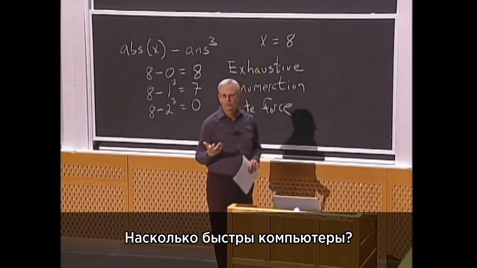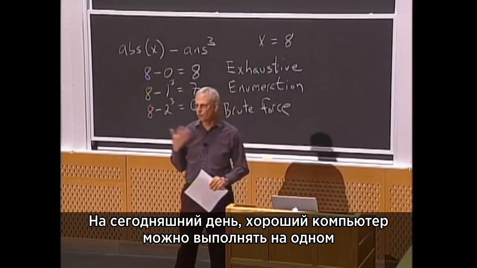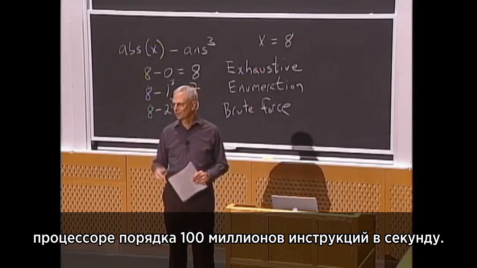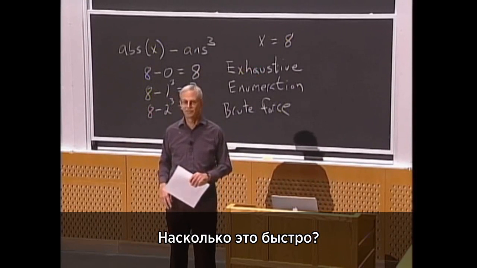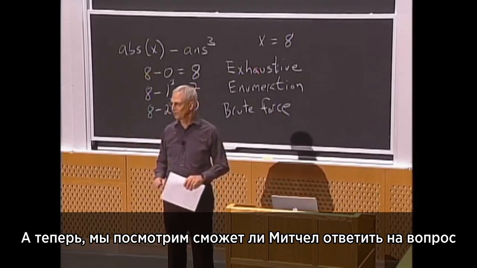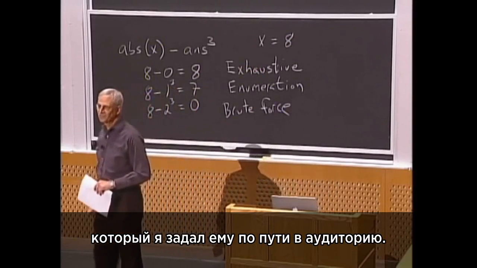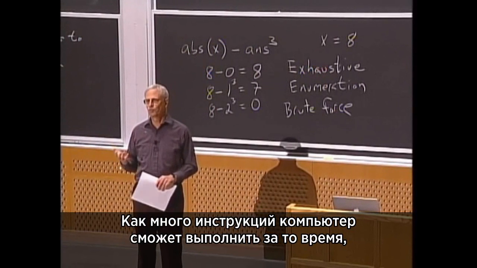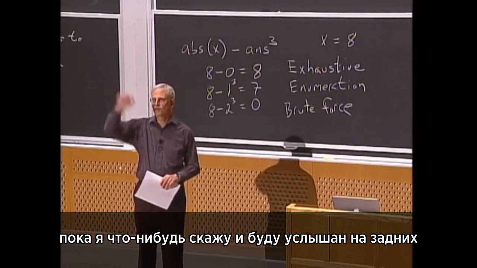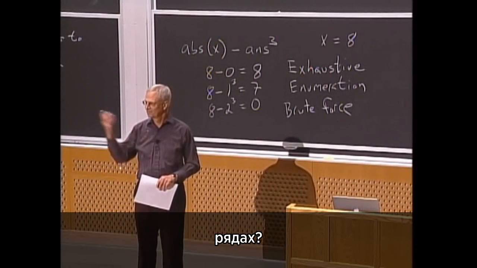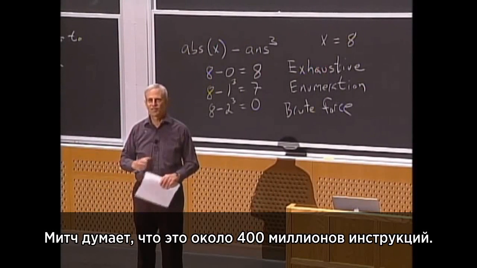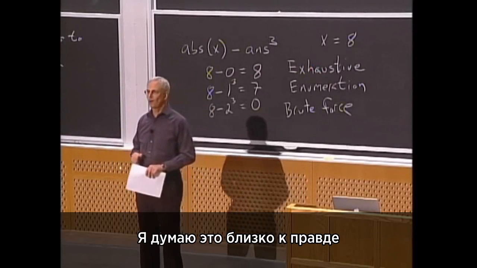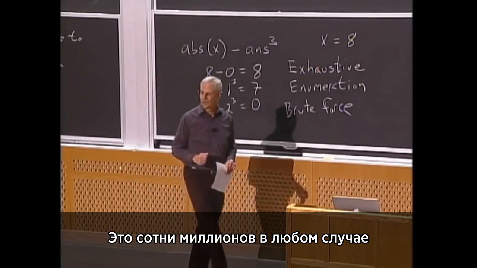How fast are computers? Well, today a good computer can execute in a single processor on the order of 100 million instructions a second. How fast is that? And now we're going to see if Mitchell has answered the question I asked on the way into class. How many instructions can a computer execute between the time I say something and the time the people in the back row hear it? Mitch thinks it's 400 million instructions. I think that's about right. It's hundreds of millions at any rate.